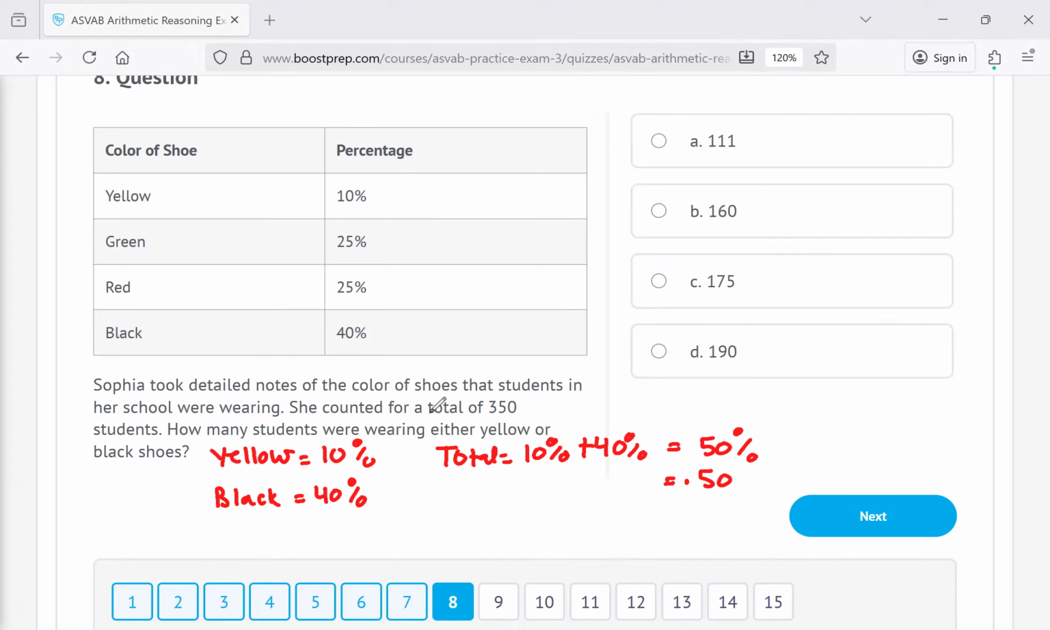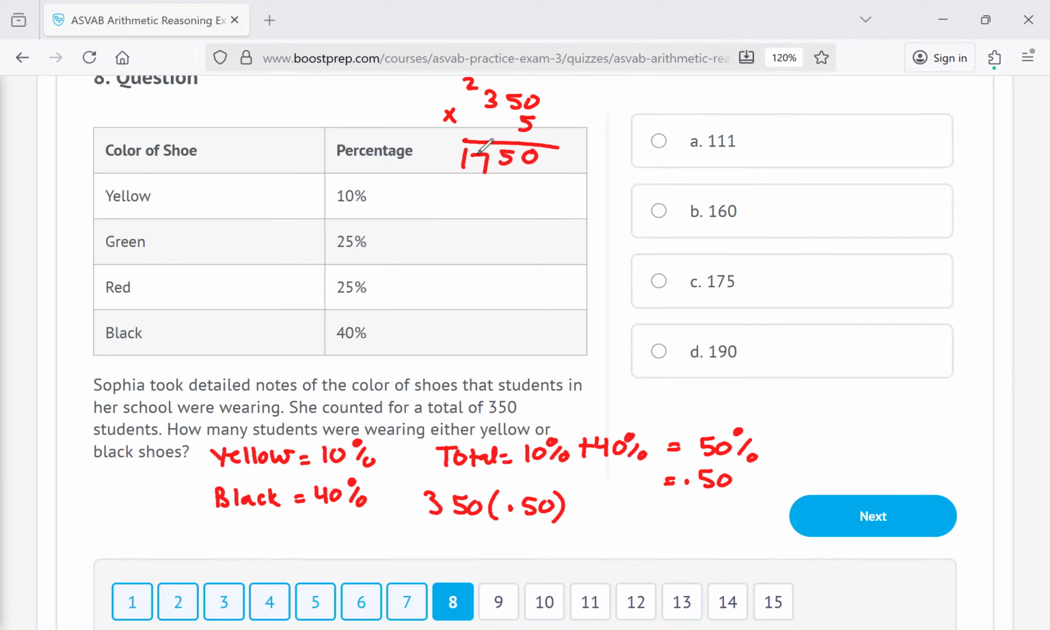So, and then all you got to do is multiply 0.50 by 350. That's it. So what is 350 times 0.50? Okay, so if you don't want to do that, what you could do is do 350 times 5. So that's 0 times 5, 5 times 5 is 25. Carry the 2. 15, 16, 17.